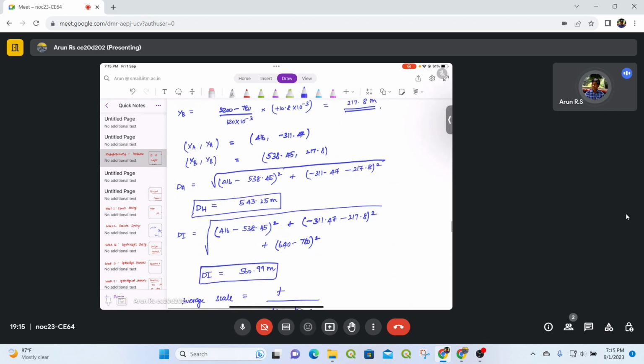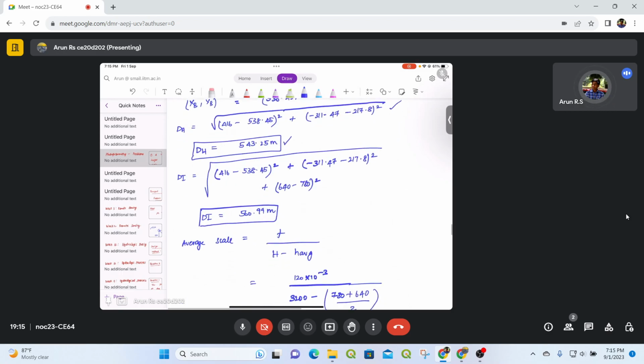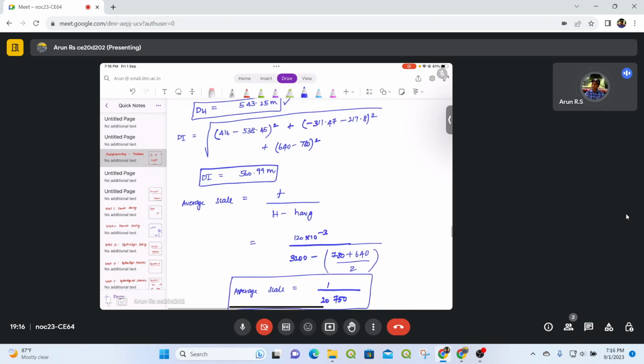Now once we apply the distance formula, this is the horizontal distance: XA minus XB the whole square plus YA minus YB the whole square, and we can find out the horizontal distance. And in the vertical distance, another component is added, that is HA minus HB the whole square, and we can find out the inclined distance.